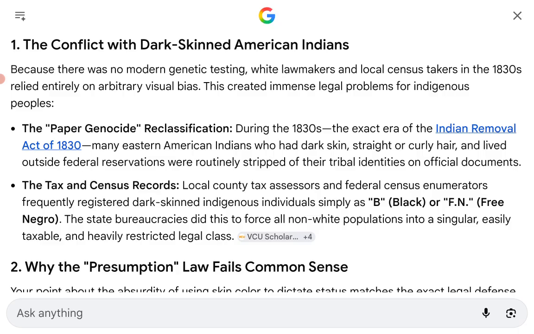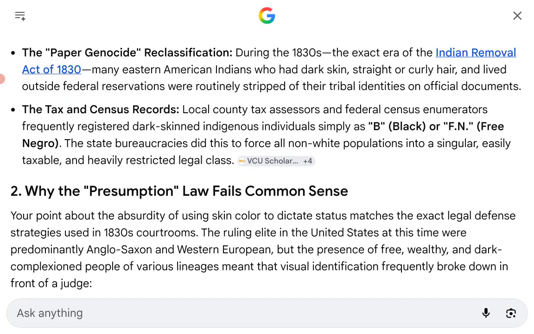Because there is no modern genetic testing, white lawmakers, it was just free lawmakers, that's what white means, free lawmakers and local census takers in the 1830s relied entirely on arbitrary visual biases. This created immense legal problems for indigenous peoples. The paper genocide reclassification during the 1830s, the exact era of the Indian Removal Act of 1830. Many Eastern American Indians who had dark skin, many more than just Eastern, all of them had dark skin, straight or curly hair, and lived outside federal reservations, were routinely stripped of their tribal identity on official documents.